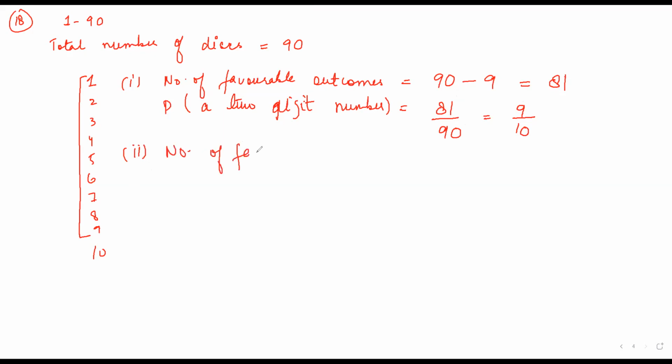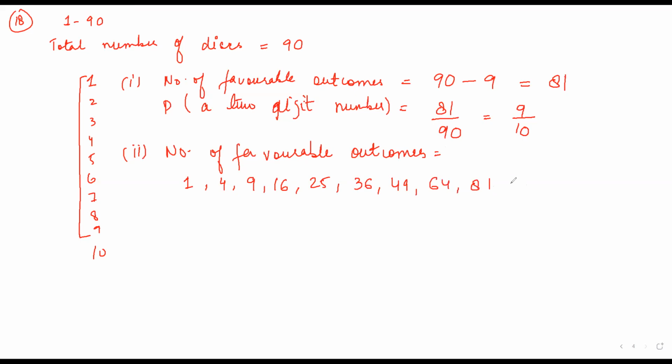Second, in every case, first of all, you write your favorable outcomes. How many favorable outcomes are there? Second case, a perfect square number. From 1 to 90, we have to see how many perfect square numbers are there. First is 1, because 1 into 1 is 1. Then 2 into 2, 4. 3 into 3 is 9. 4 into 4, 16. 5 into 5, 25. 6 into 6, 36. 7 into 7 is 49. 8 into 8 is 64. 9 into 9 is 81.